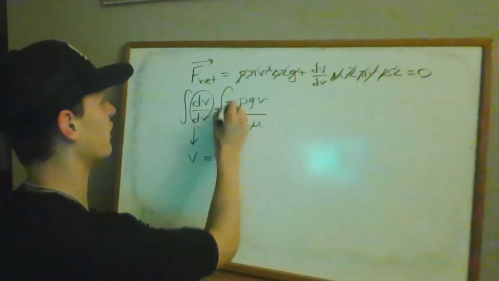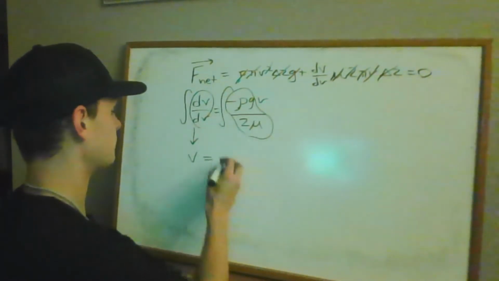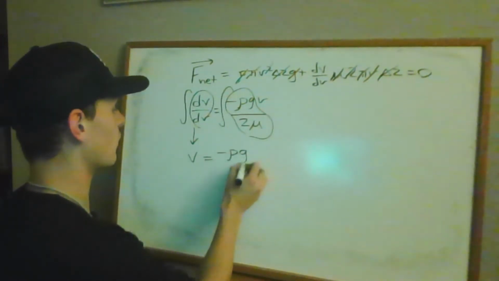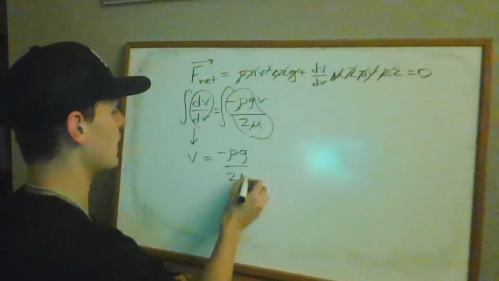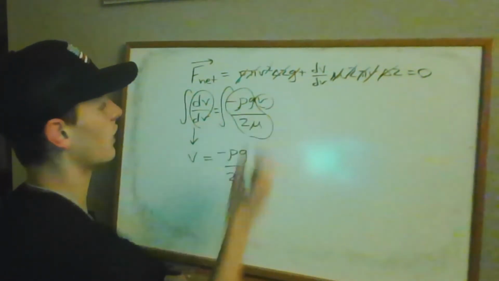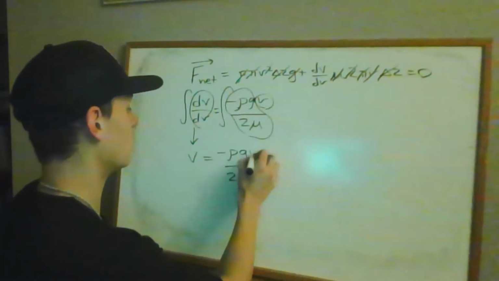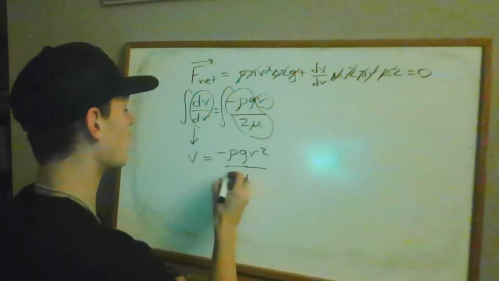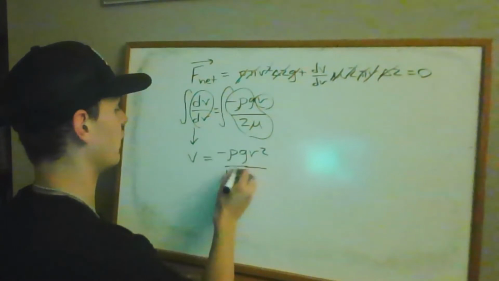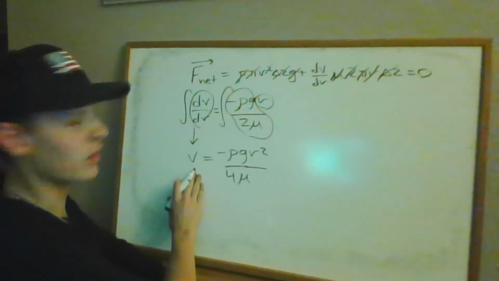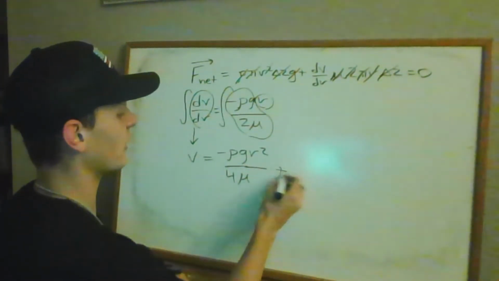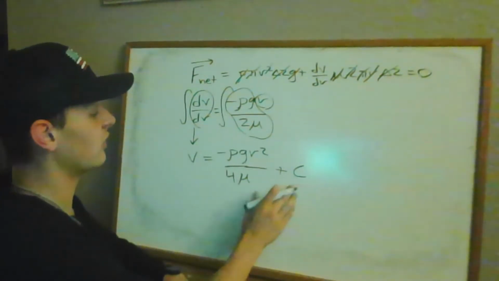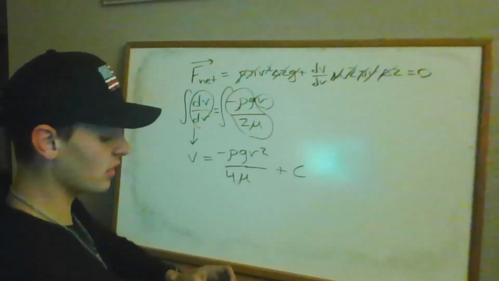These are all constants that would come out, so we can rewrite those down here, and then we integrate r, so that's r squared over 2. So this down here becomes a 4. Excellent, so that's our expression for the velocity. Now again, don't forget this large C, the constant of integration. How can we find that?